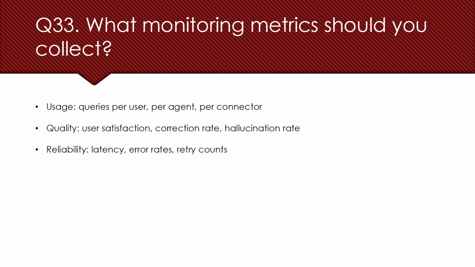Question number 33. What monitoring metrics should you collect? Okay, the key monitoring metrics start with usage metrics: how many queries have been made per user, per agent, per connector. That is like session counts, per agent load, all those things. The quality metrics measure the user satisfaction level, user ratings, how many corrections a user is asking the agent to perform, and hallucination rate.